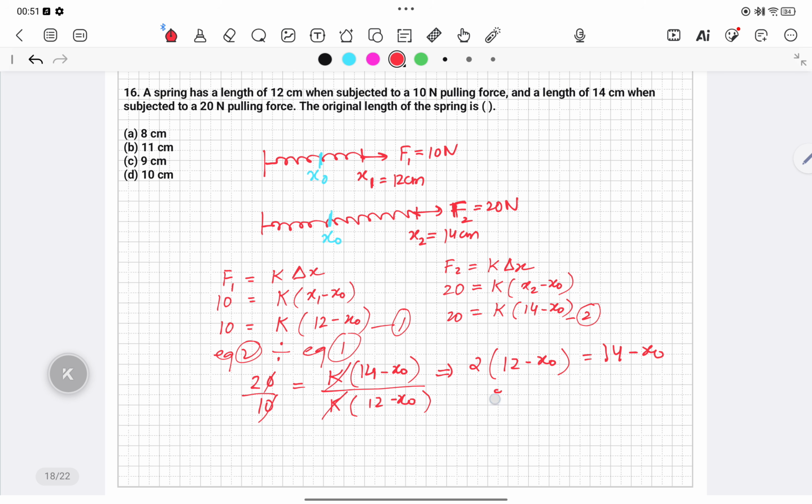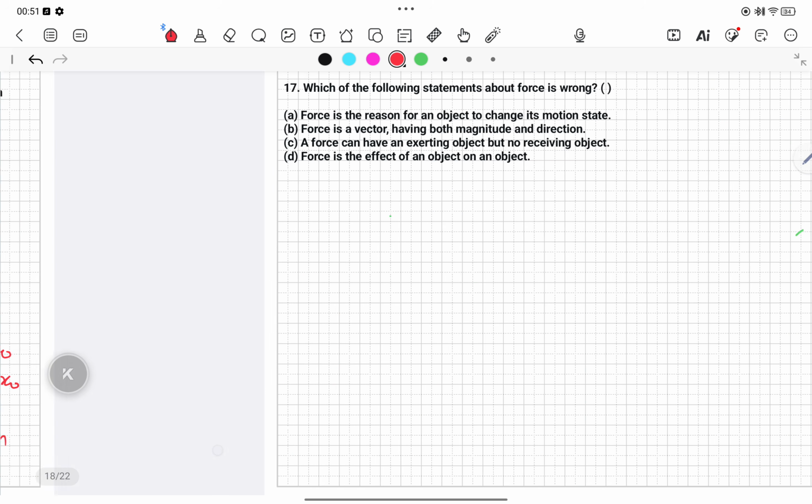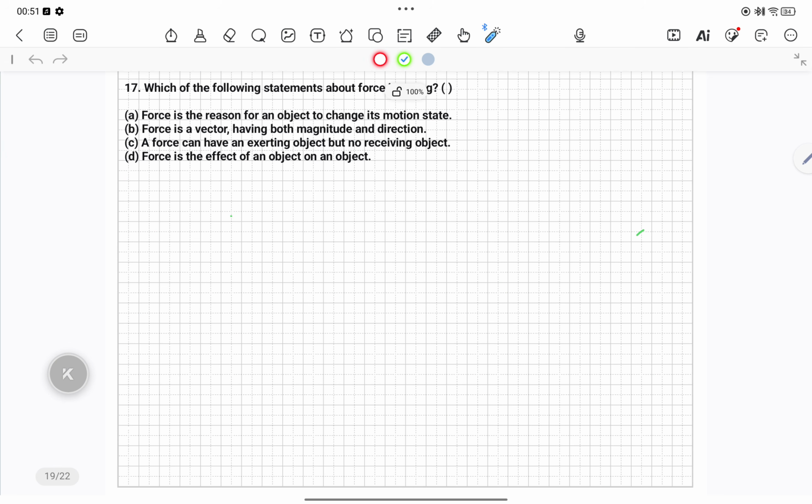So this will become 24 minus 2x naught is equal to 14 minus x naught. So this 24 minus 14 will be equal to x naught. So x naught is coming as 10 centimeter. So original length of the spring is 10 centimeter. Now move to question number 17.